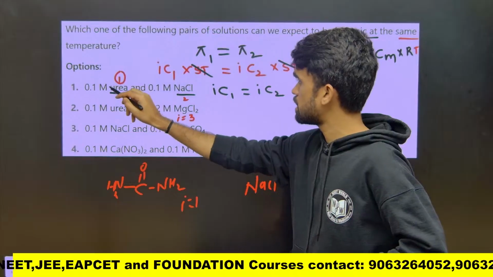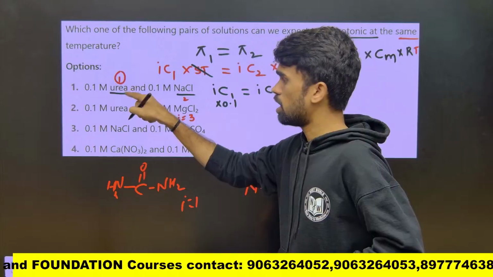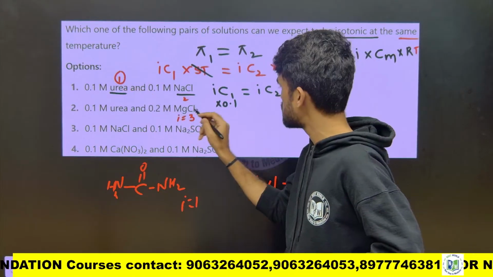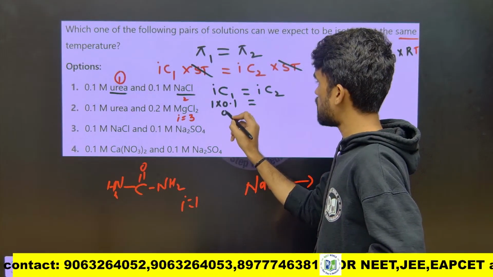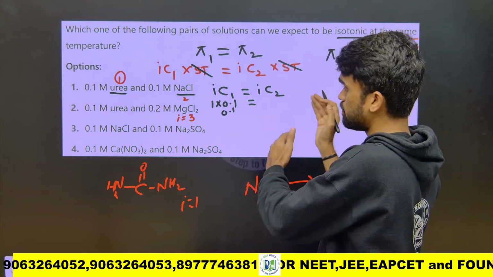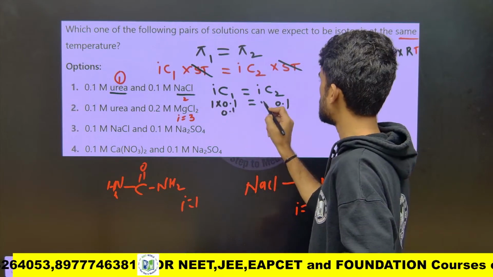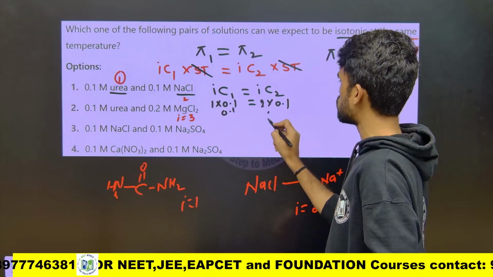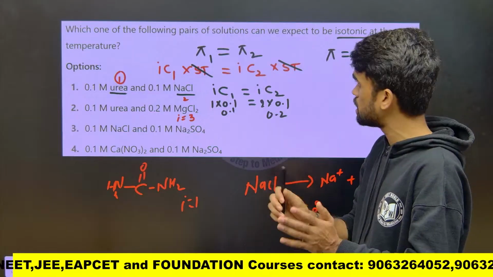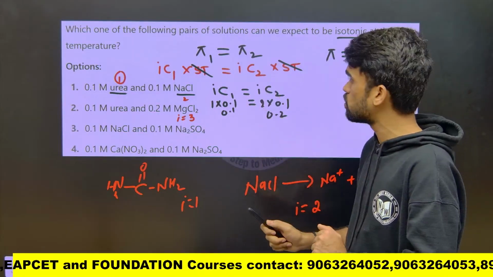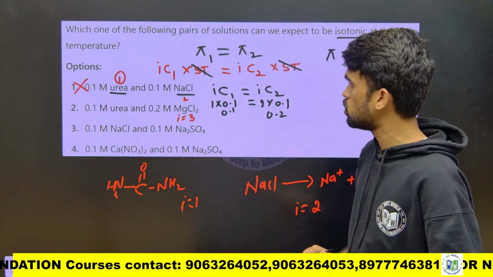So first option, they are saying the molar concentration is 0.1 for urea, and how much is the i value for this? It will be 1 for urea, so this is 0.1 on the right side. On the left side, the concentration is 0.1. What is the i value for this? It is 2. So 2 into 0.1 should be 0.2. Now 0.1 and 0.2 are different, so pi 1 and pi 2 are not equal, so this is not an isotonic solution, okay.